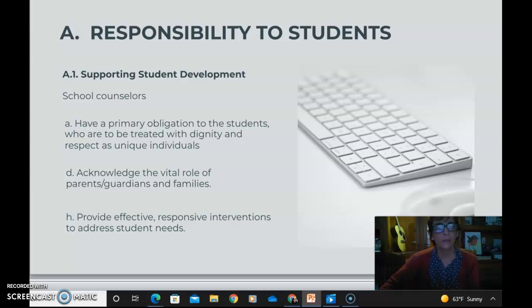As far as the responsibility to the students, our main goal is to support the student development. And as school counselors, we have a primary obligation to the students, who are to be treated with dignity and respect as unique individuals. We acknowledge the vital role of parents, guardians, and families, and we provide effective responsive interventions to address the student needs.